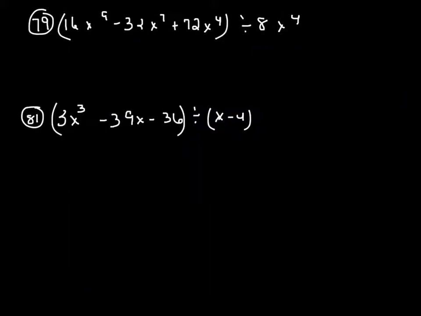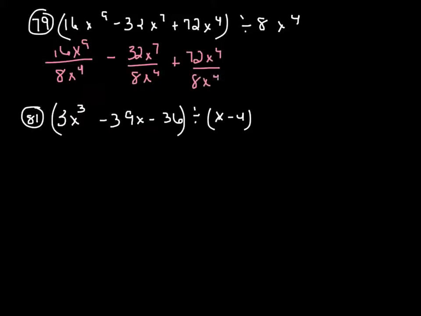In problem 79, we're going to divide our trinomial by the monomial 8x to the 4th. A lot of times it's easier to just go ahead and rewrite those problems where you divide it up into separate parts where each part is getting divided by the monomial. So you really want to do that when you have a monomial that you're dividing by.